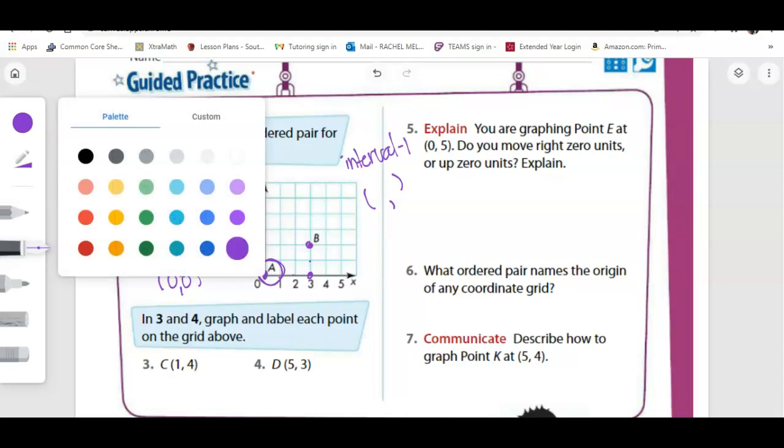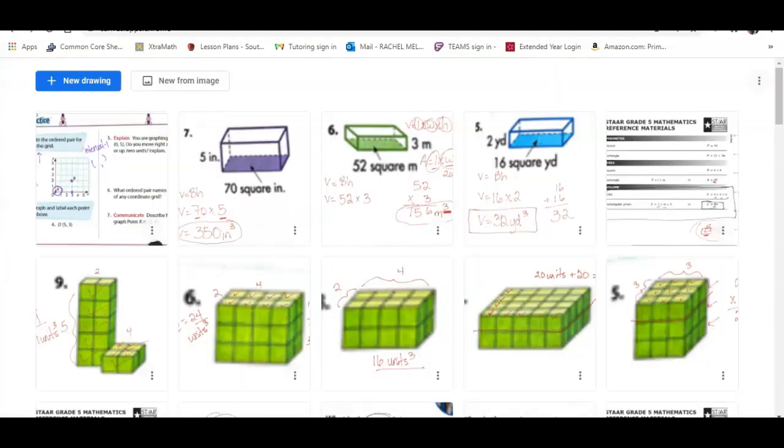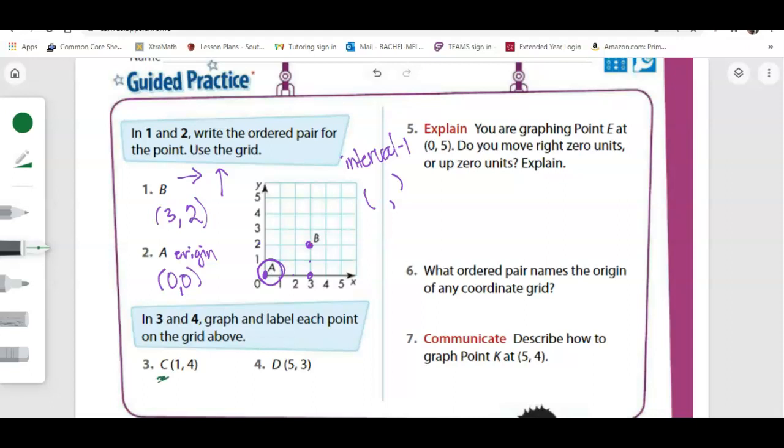Now on this next problem, 3 and 4, they want me to graph and label each point on the grid above. They're telling me to put a C on point (1, 4). Again, if it helps you, draw your arrows over and then up. I'm going to start at the origin. I'm going to move right 1 place. Then I'm going to move up 4 places. So C is right here.